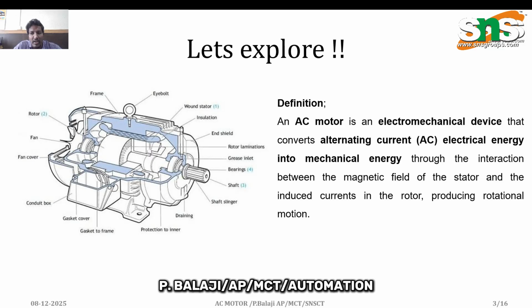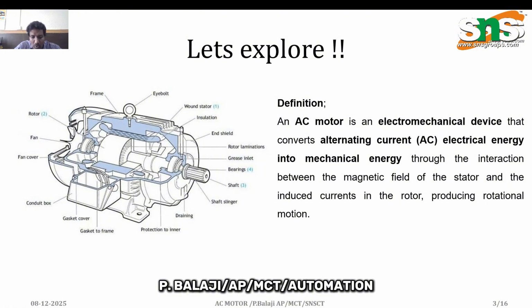Next, we can see what an AC motor is. An AC motor is an electromechanical device that converts alternating current electrical energy to mechanical energy through these interactions. It operates through the interaction between the magnetic field in the stator and the induced current in the rotor, which produces rotation. This is the basic principle we have to think about. To repeat, an AC motor converts AC, that means alternating current, electrical energy into mechanical energy through the interaction between the magnetic field in the stator and the induced currents in the rotor.